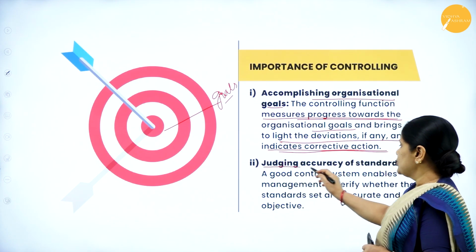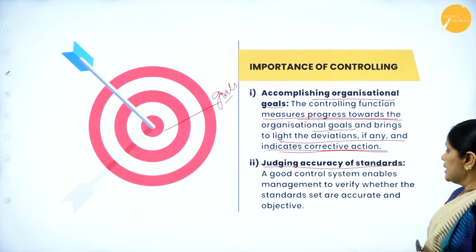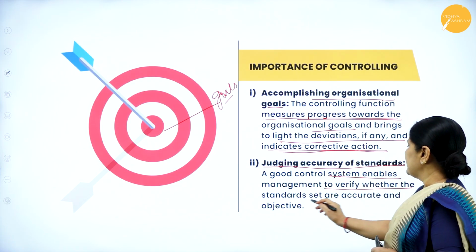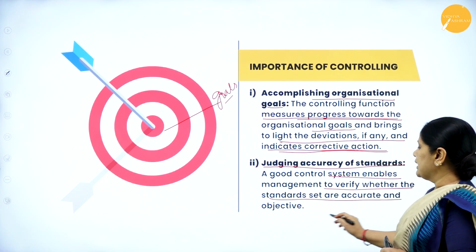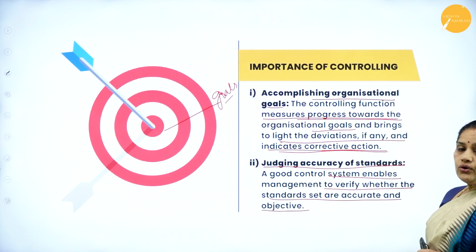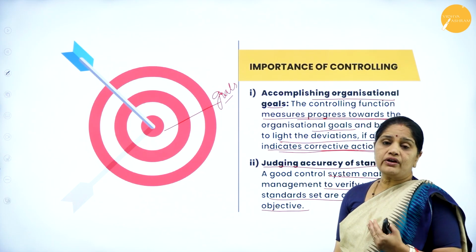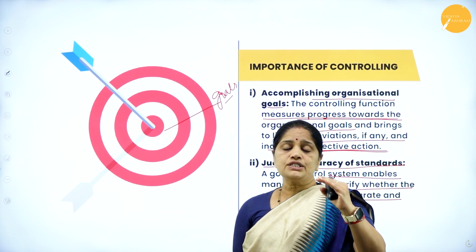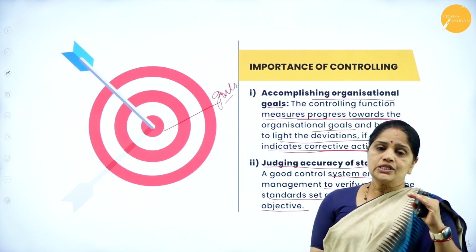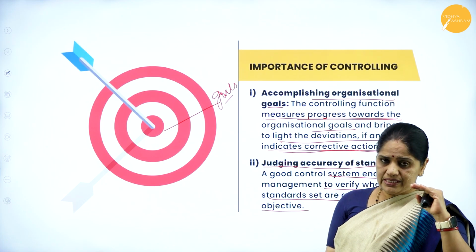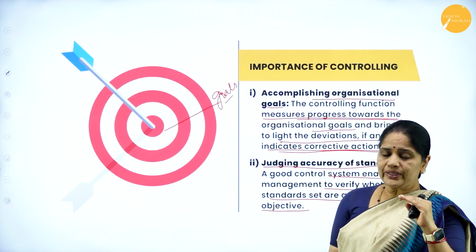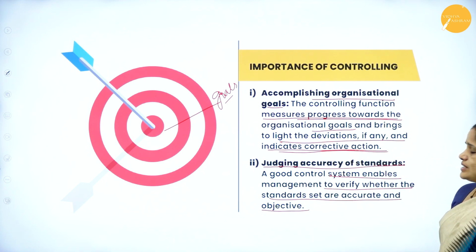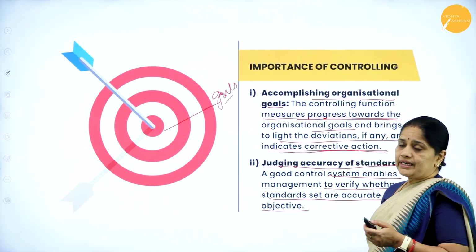Second one is judging the accuracy of standards. A good control system enables the management to verify whether the standards set are accurate and objective. See, how do we set the standards? What is the meaning of the word standard? Standards are nothing but the criteria or the benchmark which has to be achieved. So this kind of a benchmark has to be set by the management, and it is with the help of the controlling function we will be able to check the accuracy of the standards of management.